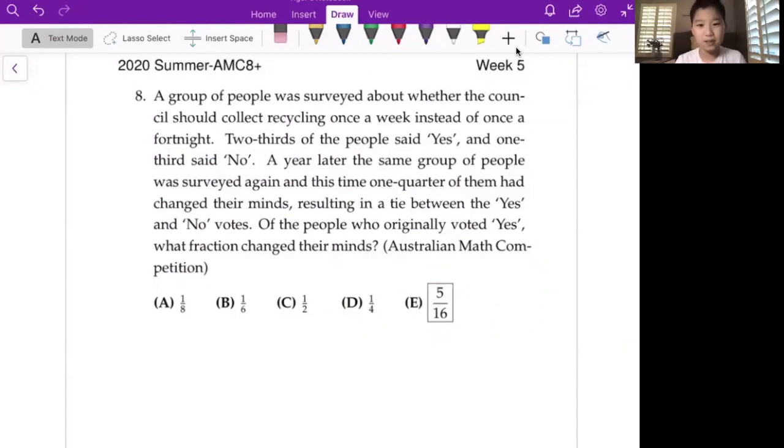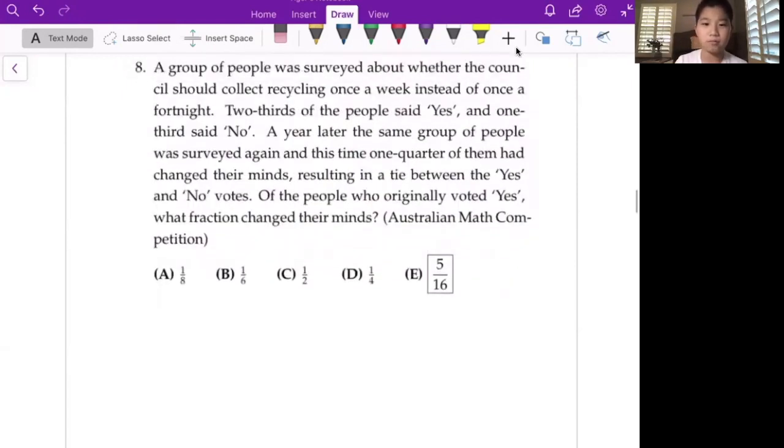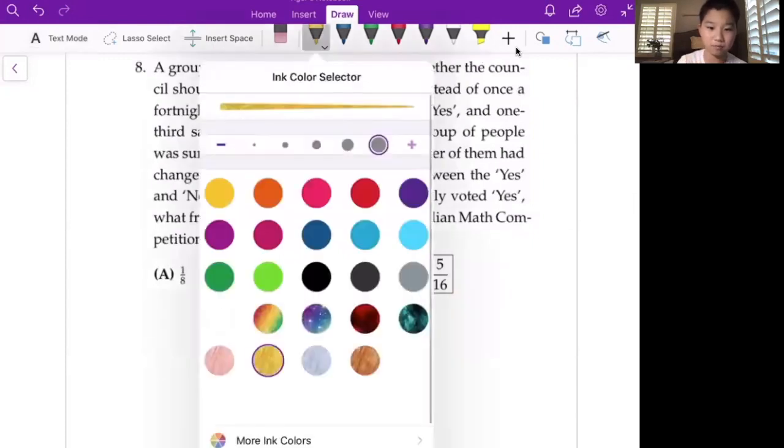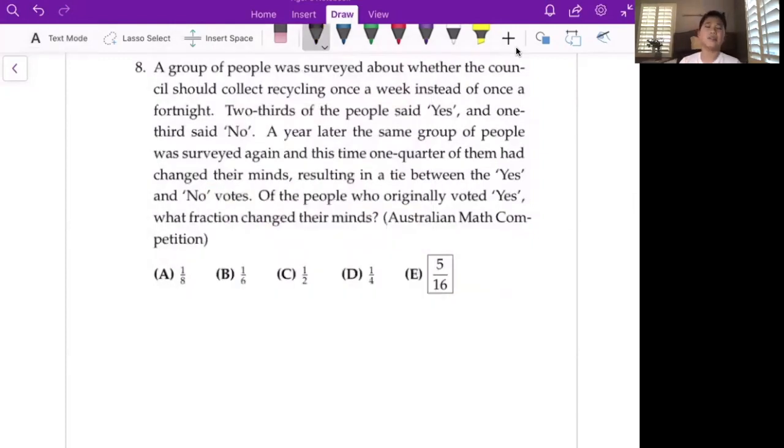So first, let's break this down, okay? A group of people, how big is that group? This only says stuff about what fraction instead of how many. Never said anything about how many. So can't we just pick some number? Well, we could, but we can't pick any number.